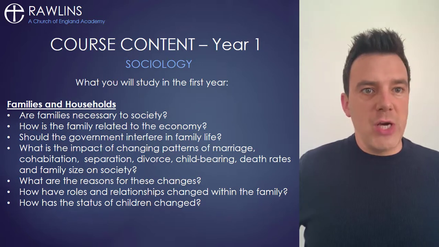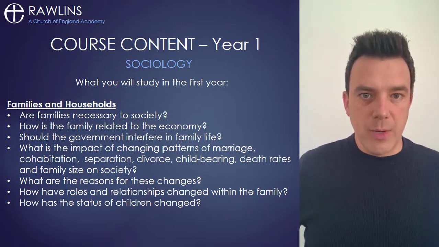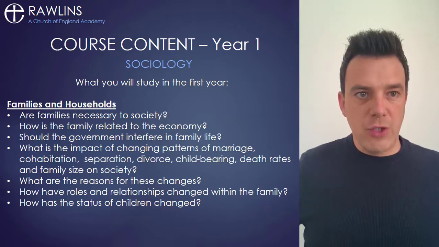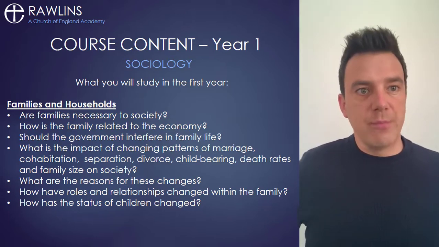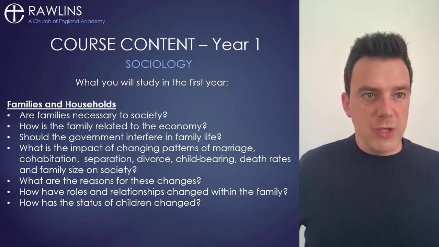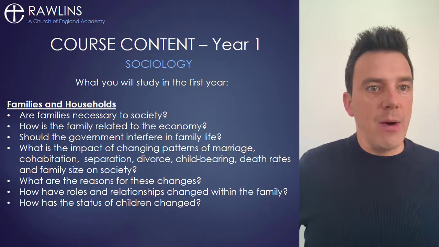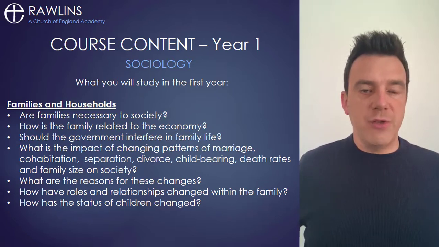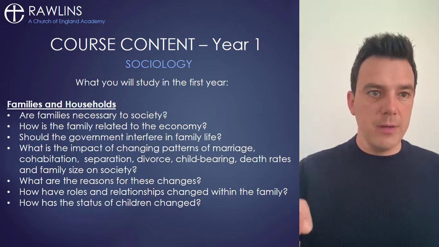What's the impact of changing patterns of marriage, cohabitation, separation, divorce, childbearing, death rates, and family size on society? So again, we'll be looking at trends in society and looking at the various explanations for these changing trends in, for example, the rise in divorce. What are the reasons for these changes, as I've just said? How have roles and relationships changed within the family? How has the status of children changed, particularly in the last 100 years in the UK?